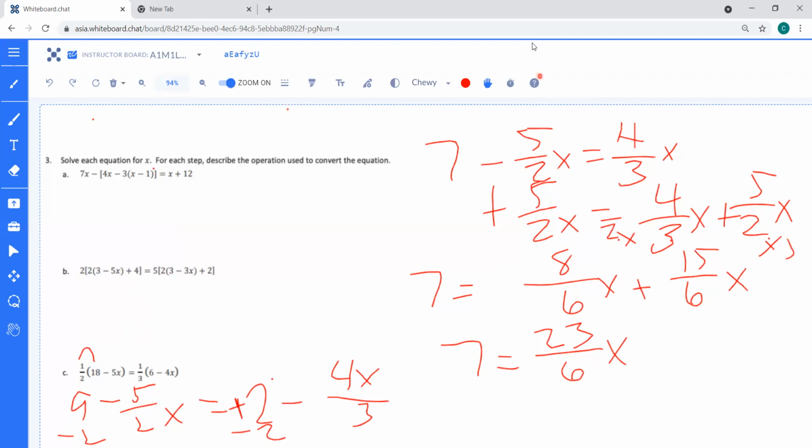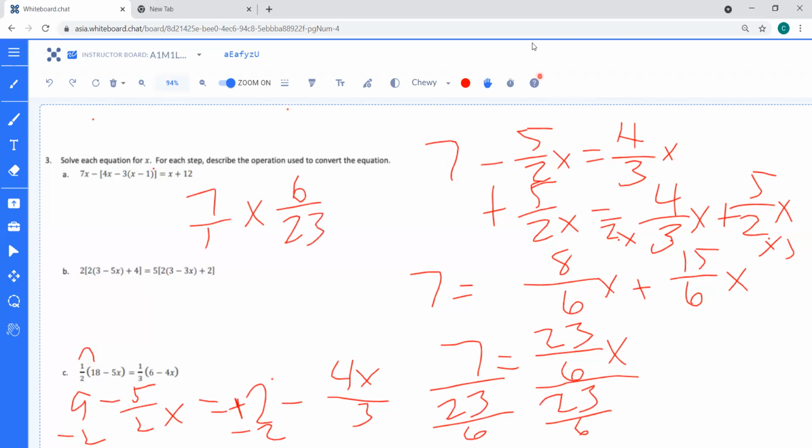That would be positive. So if I divide 23x divided by 23 over 6, I would say 7 over 1, change my sign, that's 6 over 23. So that's 42 over 23. And that's not divisible. So let's see why.